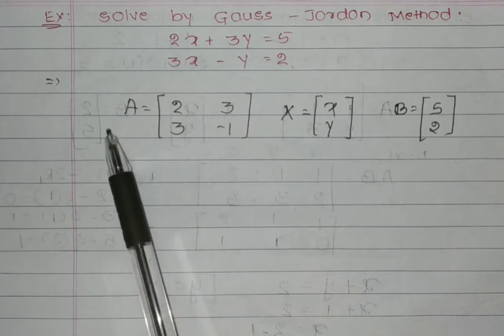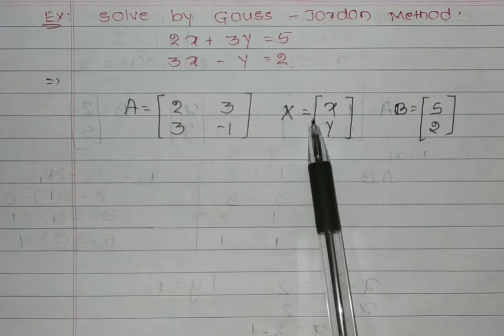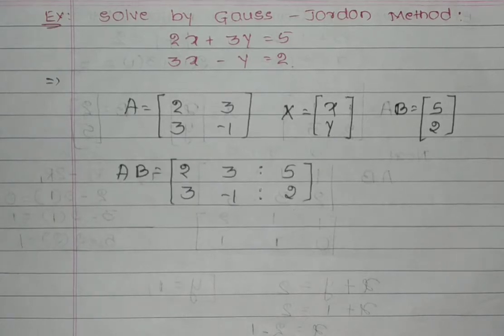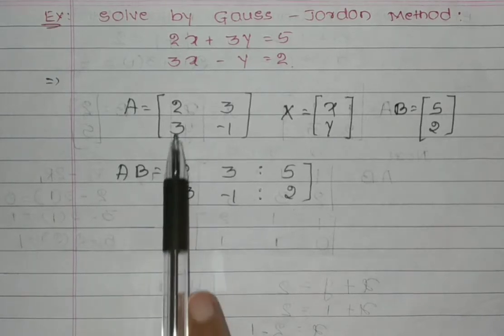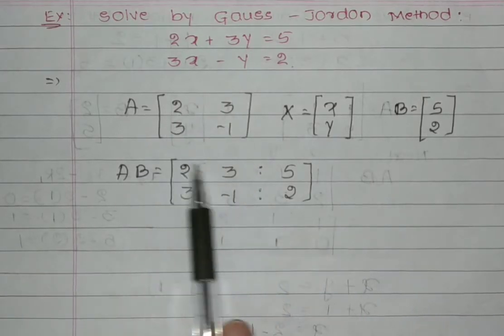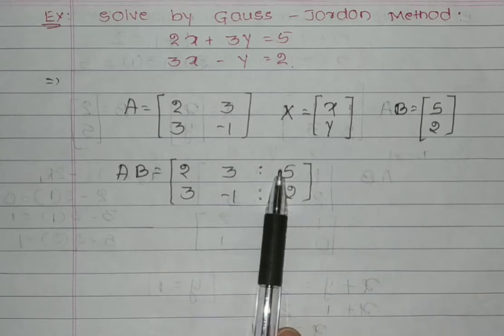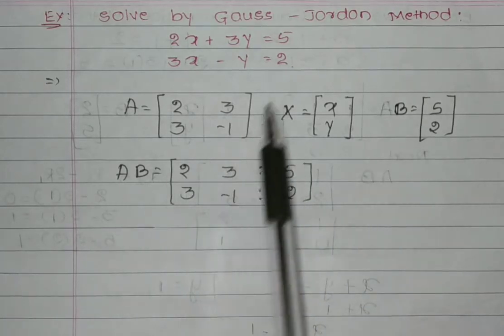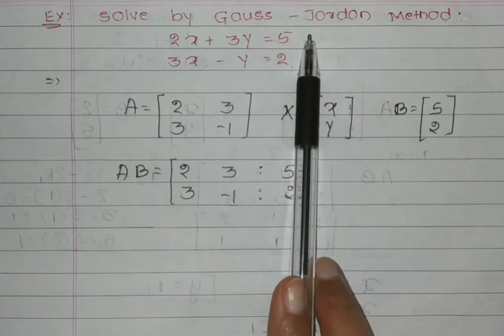On the right side of the equation, whatever the constant terms are, we have to mention in matrix B. So once we write A matrix, X matrix, B matrix, next we have to consider the augmented matrix AB. It is a combination of matrix A and matrix B. Matrix A elements and matrix B elements we have to write together. Then next, we are using the Gauss-Jordan method.